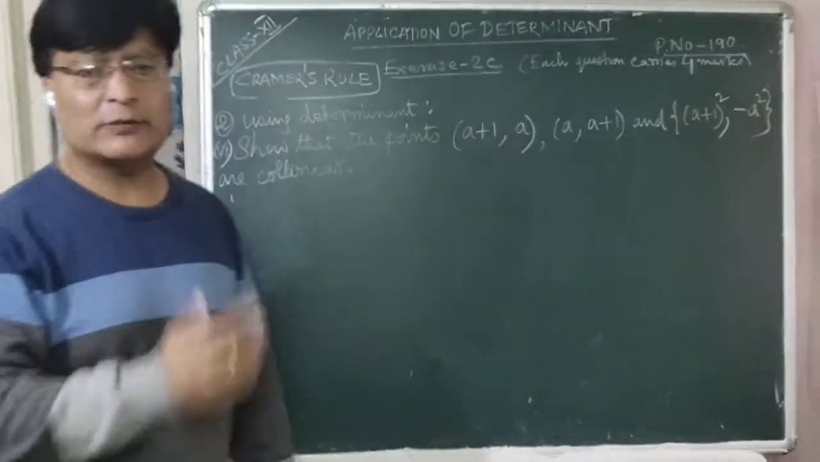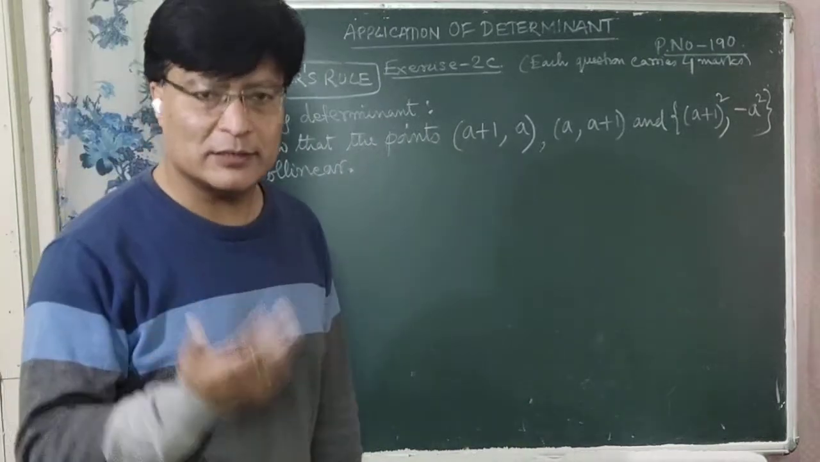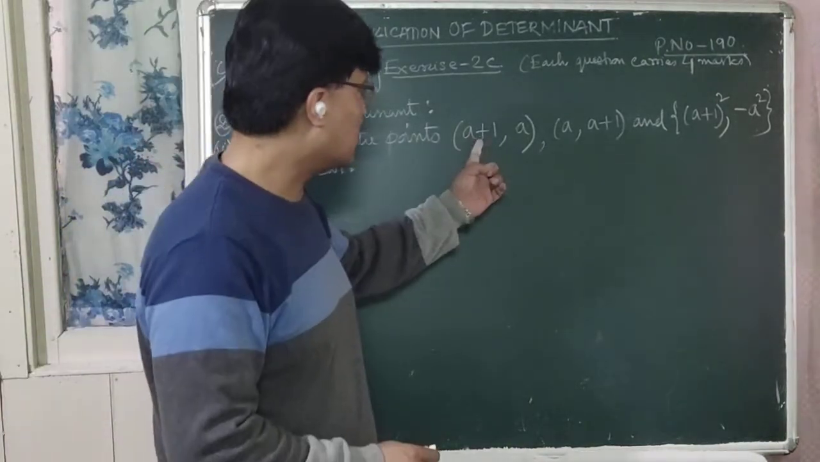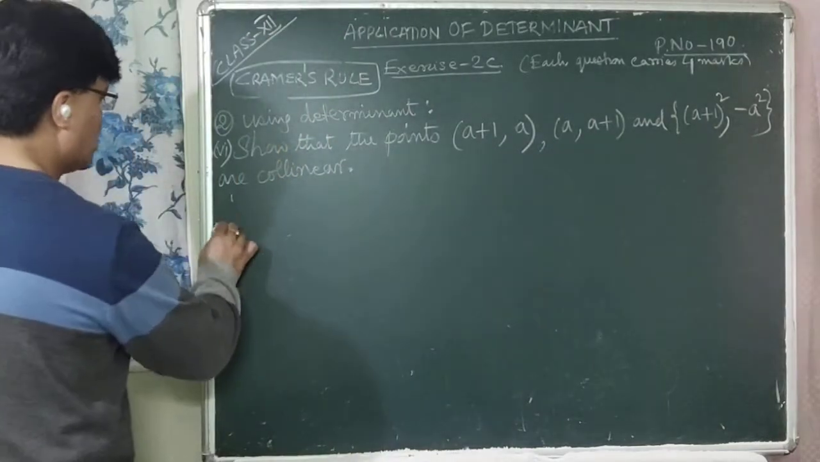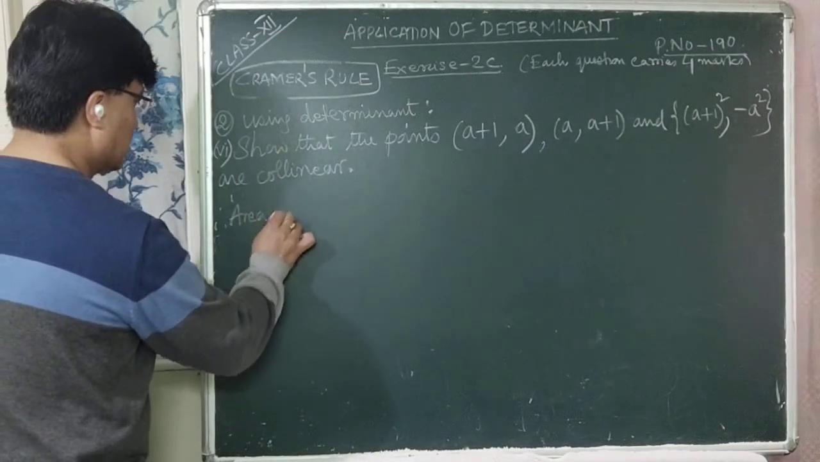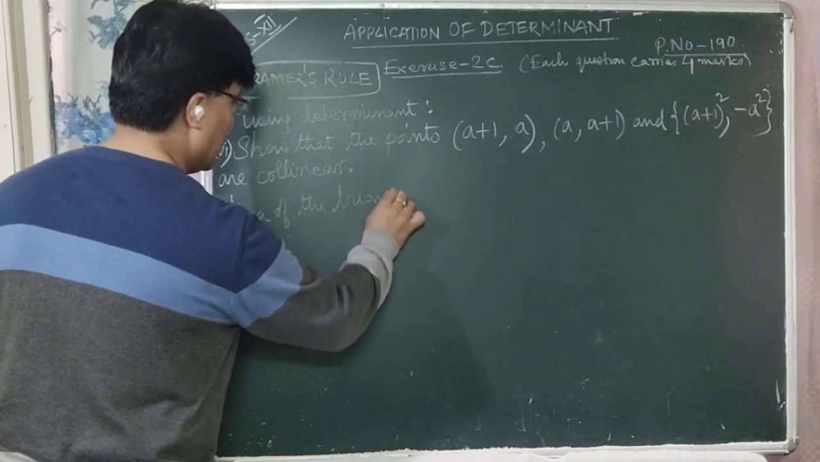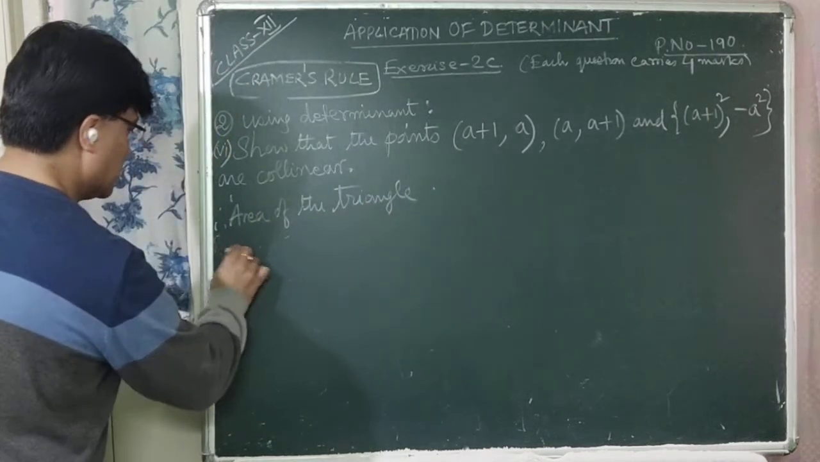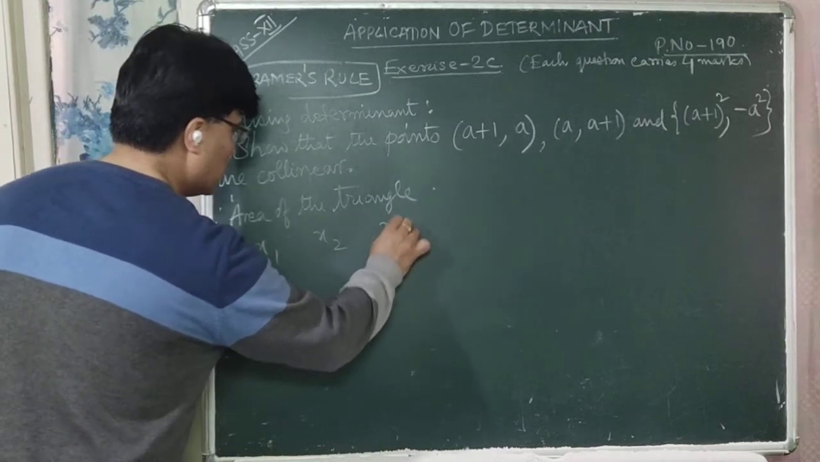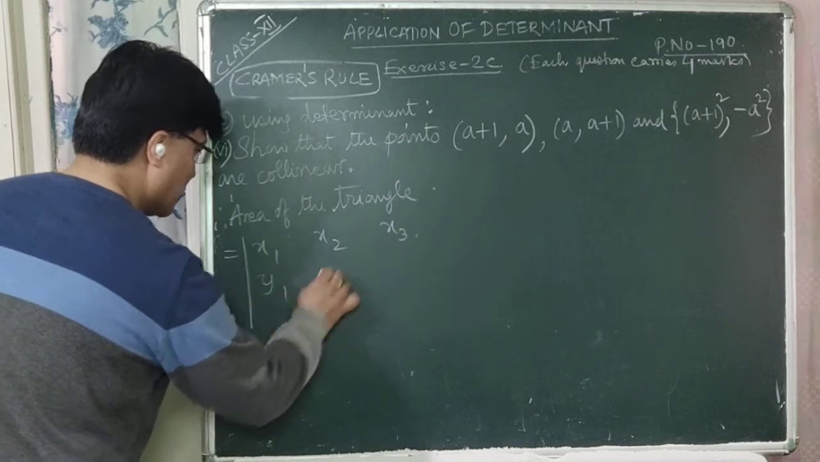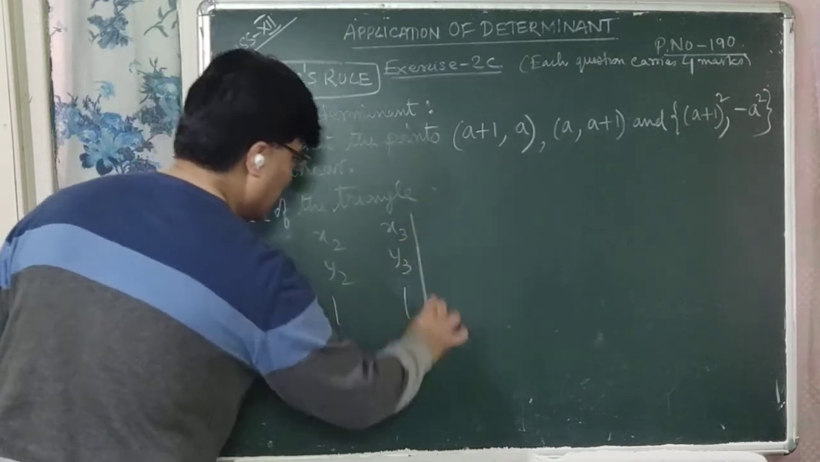So now let us find out the area of the triangle using determinant. Okay. So this is x1, y1, this is x2, y2, and this is x3, y3. So write down. So therefore, area of the triangle is equal to, what is the formula? x1, x2, x3. This is y1, y2, y3, and this is your 1, 1, 1.